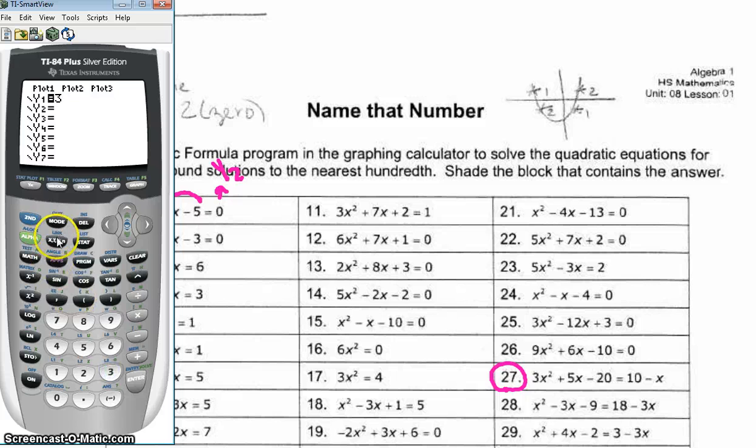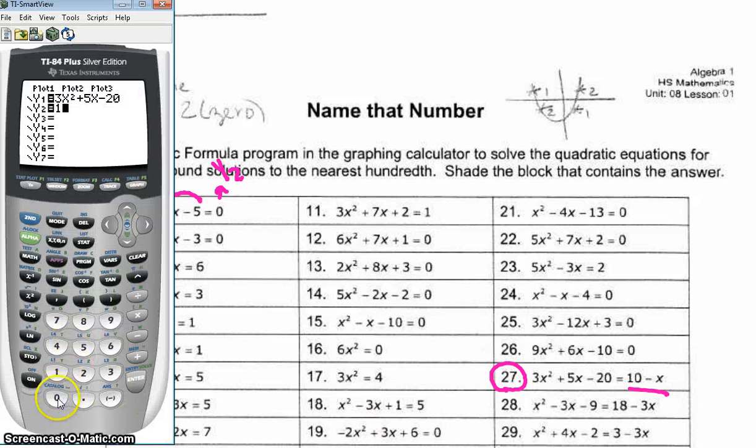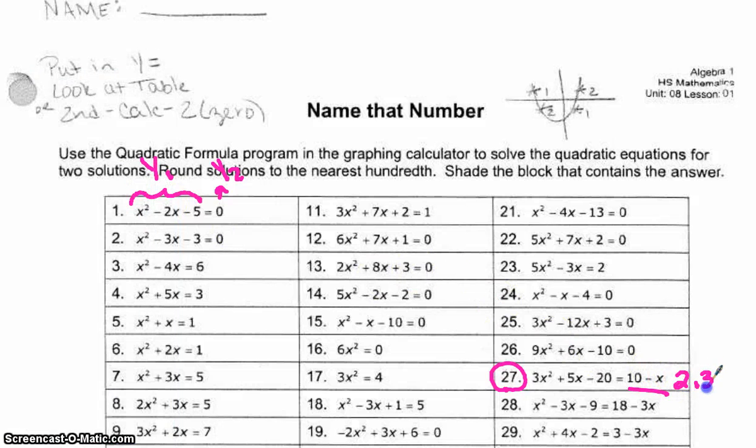So 3x squared plus 5x minus 20 is going to go at y1. y2 is everything after the equal sign. So for this one, it would be 10 minus x. Once you get it typed in, you're going to go second calc number 5 for intersect. Give it a minute to draw. Enter, enter, enter. And see, it's telling me this solution here on the right is 2.31. So 2.31 is the solution.